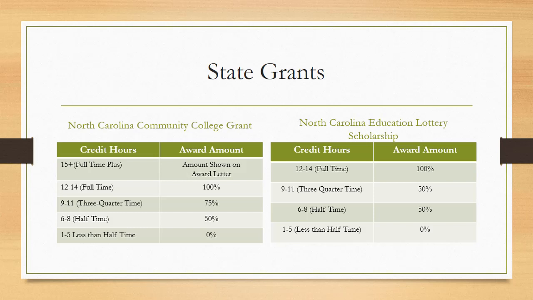For the North Carolina Community College Grant, please be aware students must be enrolled in 15 credit hours or more to receive the full amount shown on the financial aid award letter. If you are enrolled in less than full time, your disbursement will be prorated based on the chart shown. There are other state aid opportunities available. Please visit CCCC's financial aid page and cfnc.org for additional information.